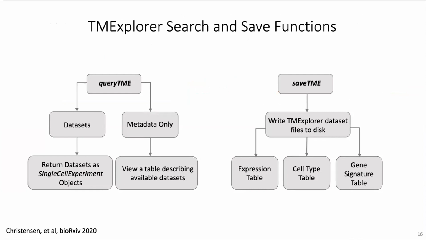Two main functions of TME Explorer include Query TME and Save TME. Query TME is the search capability of TME Explorer. You can use it just to visualize the metadata, similar to the table that I showed you in the previous slide, or you can set some criteria to select the datasets of interest and then do your own analysis. The other function is Save TME. So basically you can write the datasets of your interest onto the disk, and this includes the expression table, cell type labels, and gene signatures.